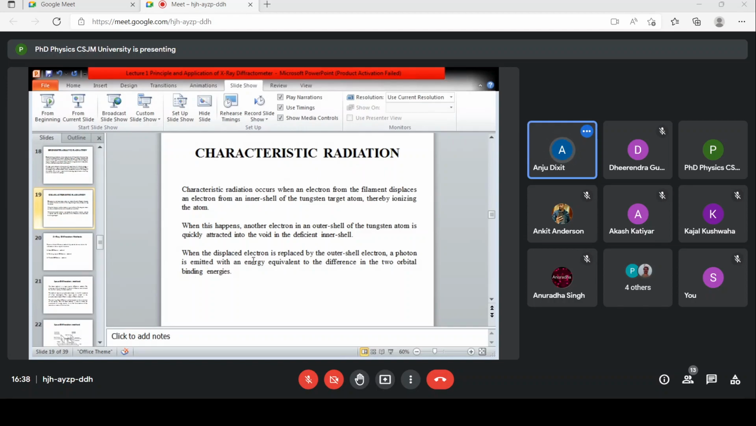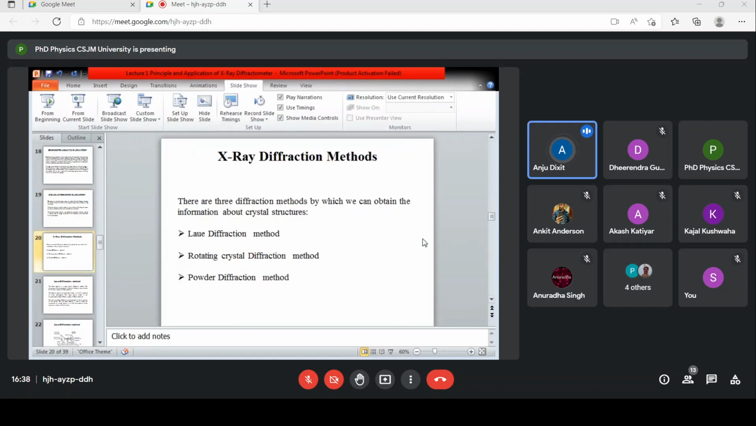So when the displaced electron is replaced by the outer shell electrons, a photon is emitted with an energy equivalent to the difference in two orbital binding energies. तो इस प्रोसेस में फोटोन रिलीज होंगे. इस इंटरेक्शन में जो भी फोटोन रिलीज होते हैं उनकी एनर्जी दो ऑर्बिटल्स की बाइंडिंग एनर्जी के डिफरेंस के इक्वल होती है. तो ये हो गया ब्रेम्सस्ट्रालंग और कैरेक्टरिस्टिक रेडिएशन का डिफरेंस.